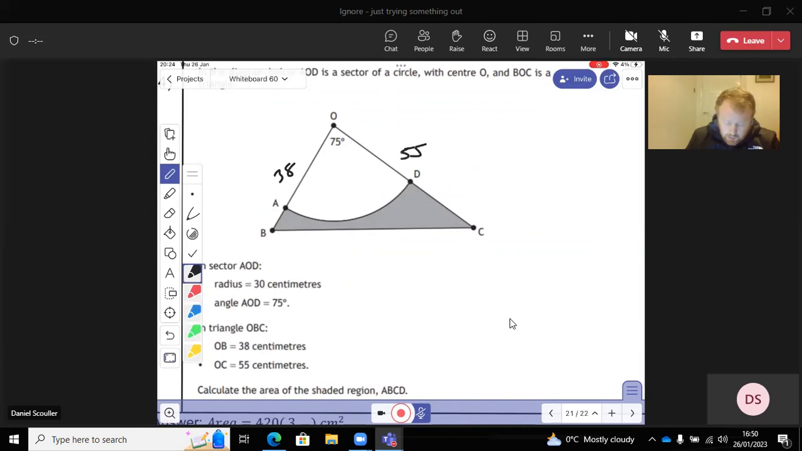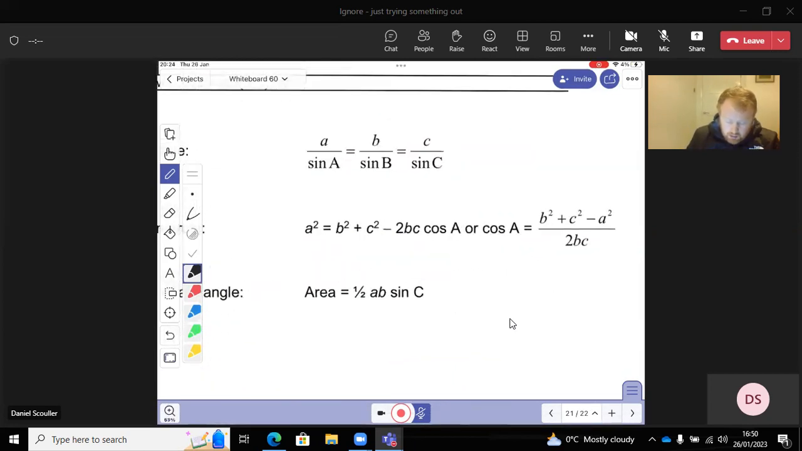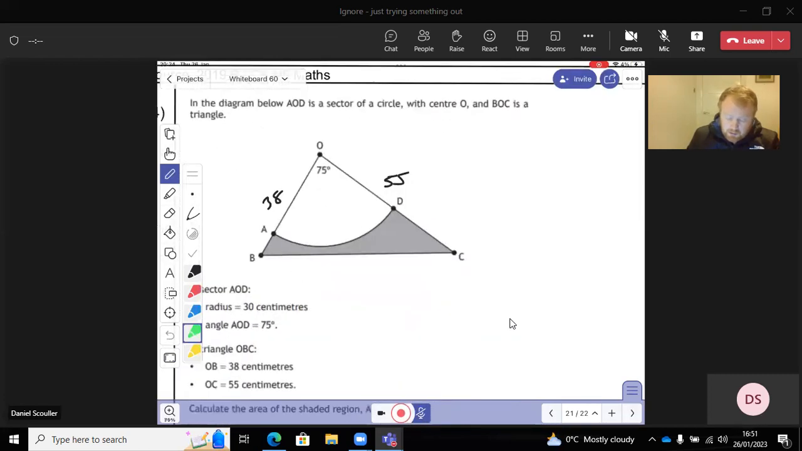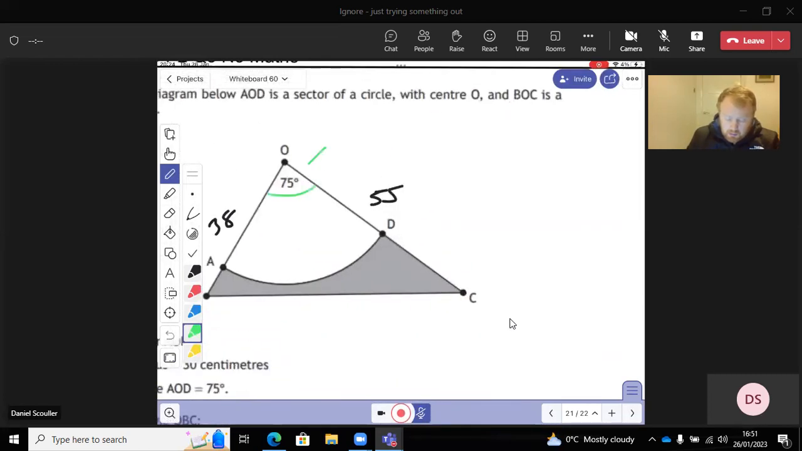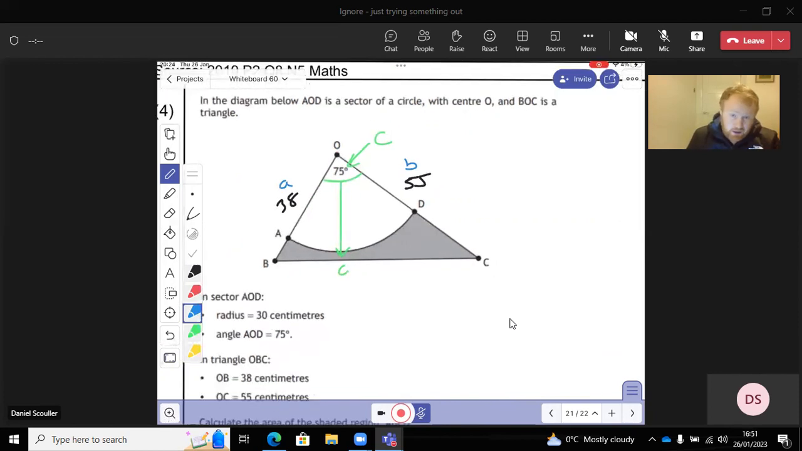To use that equation, we want the angle to be C. So if we go back up to this, that angle there is C. Therefore, that side will be small c, which means the other two sides, the ones we've been given, are going to be side A and side B. So we can use that equation, which is handy because we've not got any other information.